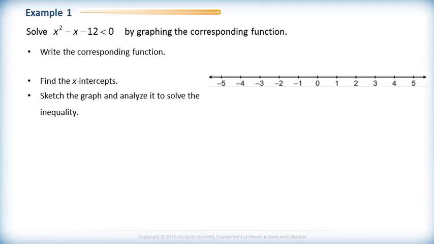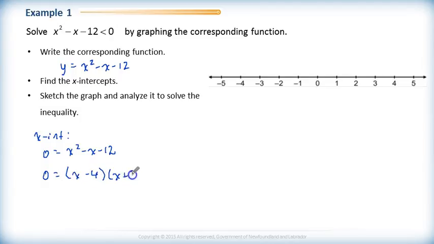Let's take an example from start to finish. Solve x squared minus x minus 12 less than 0. We'll write the corresponding function, y equals x squared minus x minus 12. Then we have to find the x-intercepts. You find the x-intercepts by putting in 0 for y. I can factor here, (x minus 4)(x plus 3), and I've got my x-intercepts at 4 and negative 3.